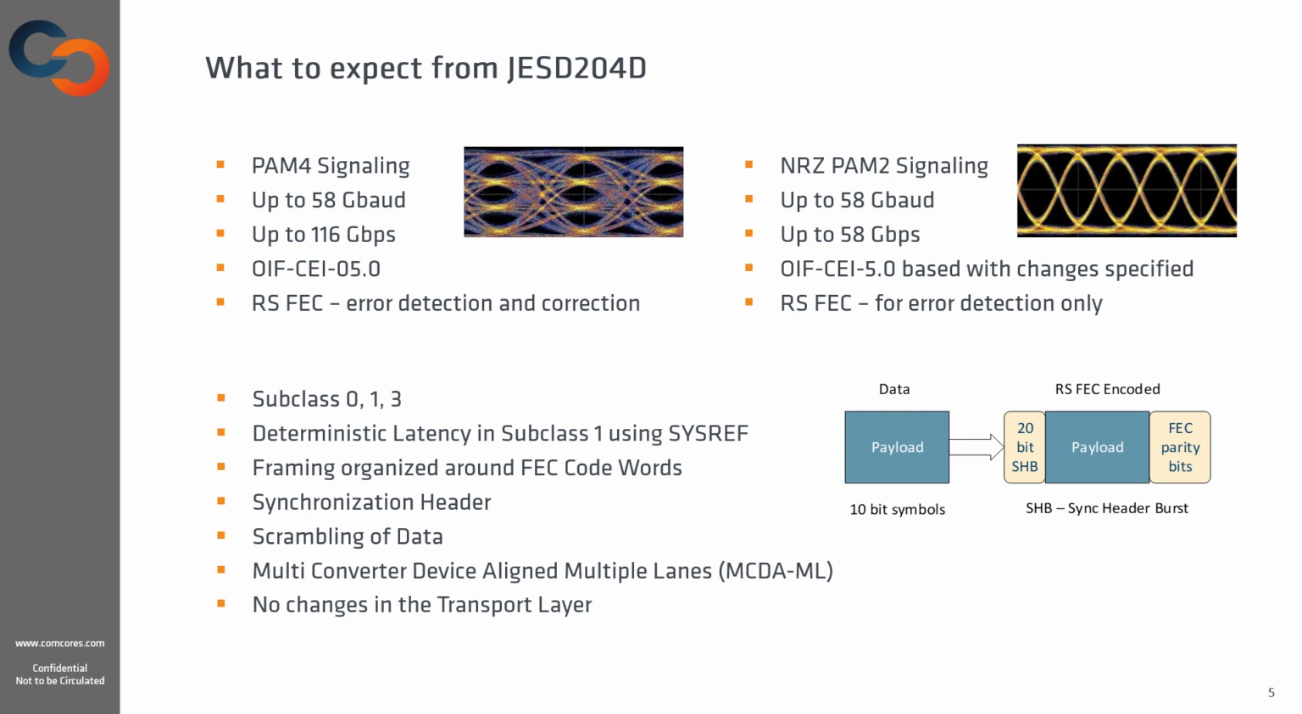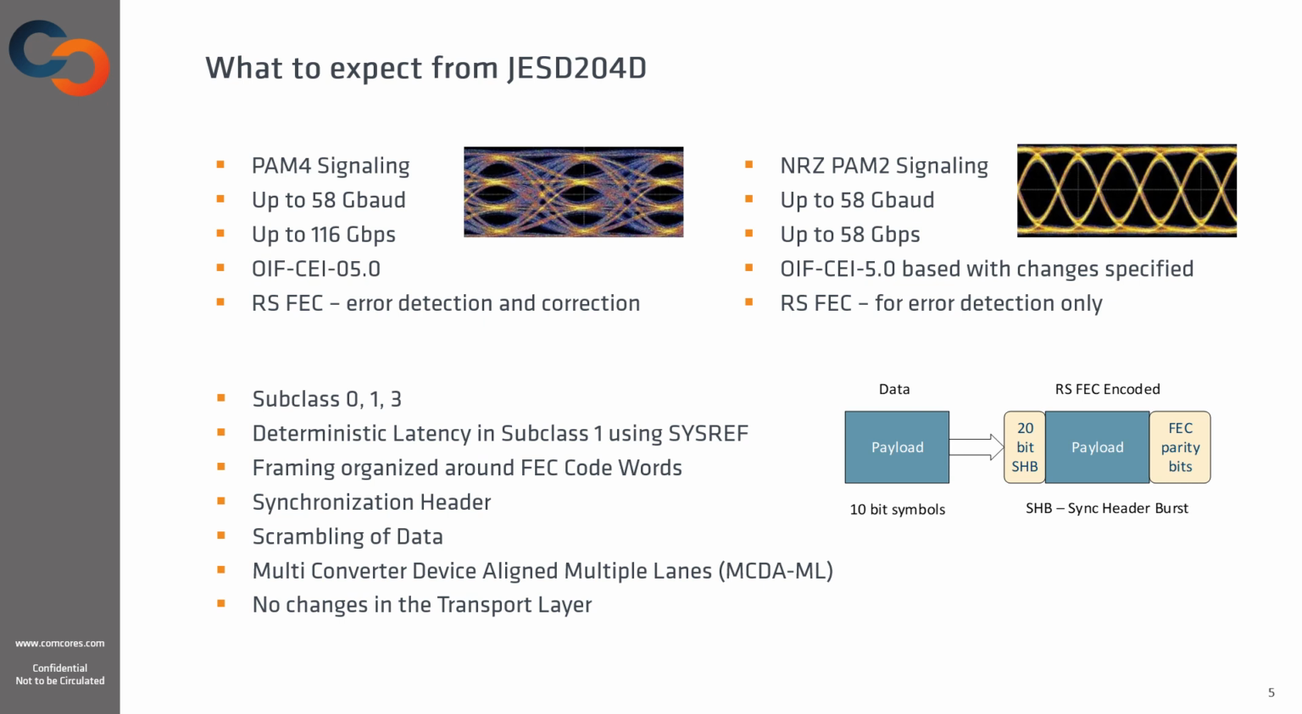We will still have deterministic latency in Subclass 1 with the use of sysref, and the framing will be organized around FEC code words. Instead of sync header bits that we saw in 64/66B encoding, there will now be a sync header burst used for boundary detection of FEC code words. And the data will be scrambled, and we will still have support for multiple converter devices aligned across multiple lane links, like before. And there's no changes in the transport layer, it will remain the same.